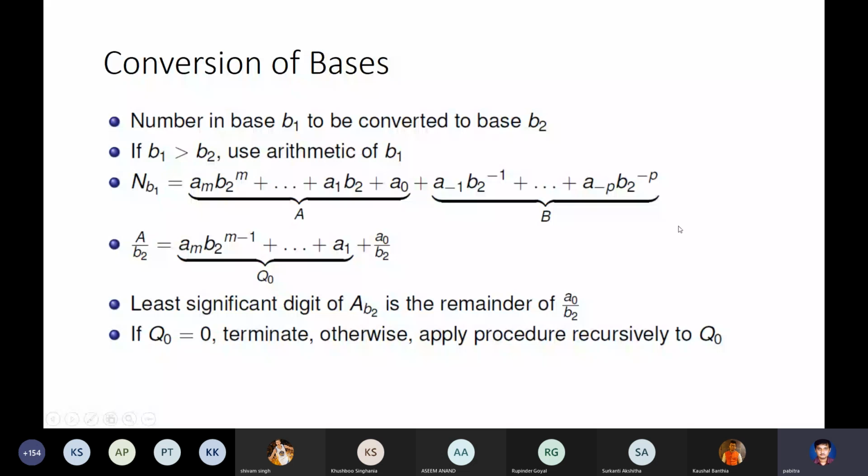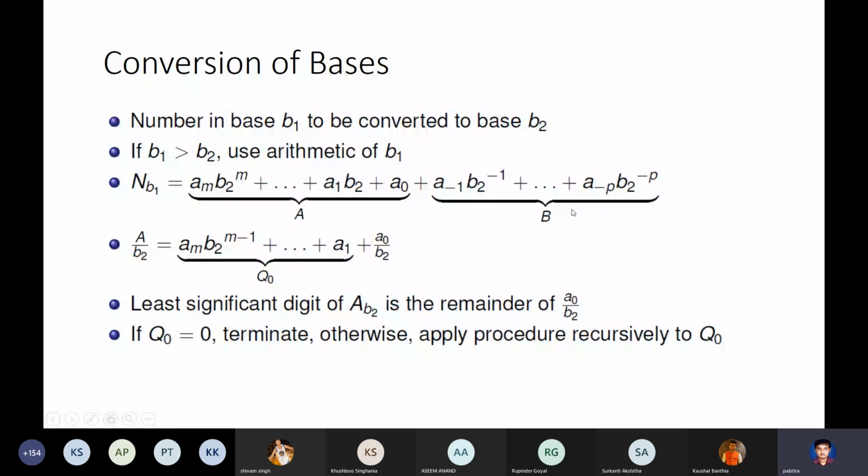Let's say I want to convert decimal 548 into octal, base 8. So what I'll do is divide 548 by 8. The quotient is 68, remainder is 4. And I divide 68 by 8. Quotient is 8, remainder is 4.